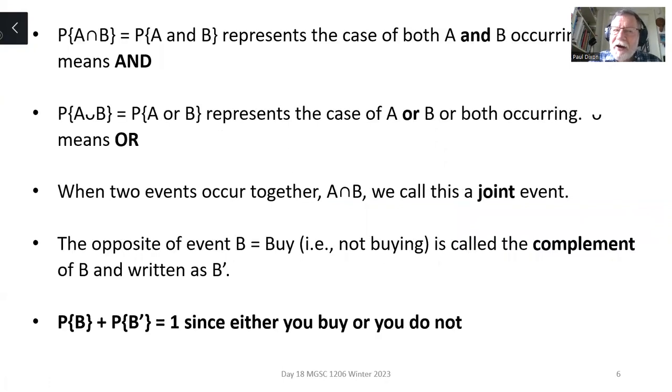We get a variety of different types of words associated with having two events, like both of them happening together. That's and. Or one happening, or the other happening, or both of them happening. That's or. We sometimes look at complements. An event happens or it doesn't happen, one or the other. We get a formula out of that. You buy something or you don't buy it.